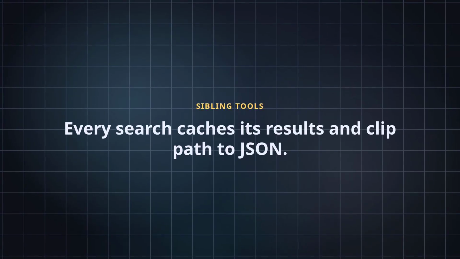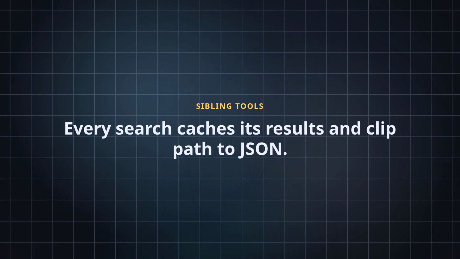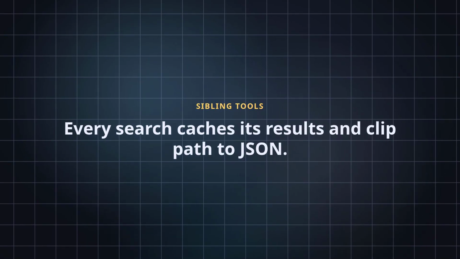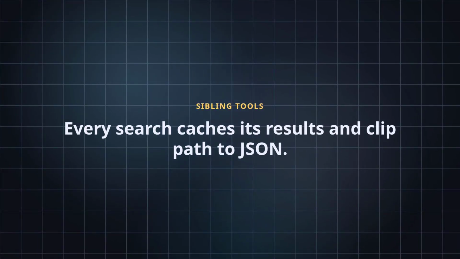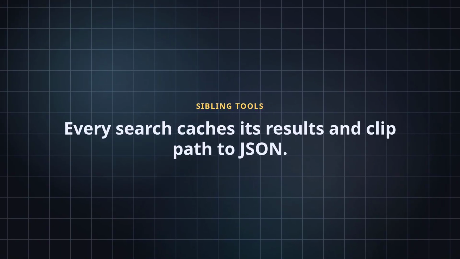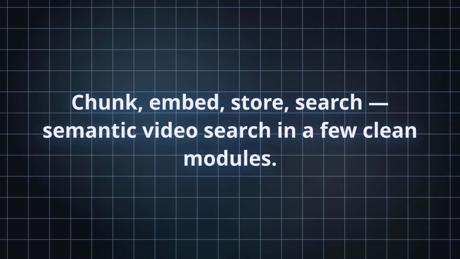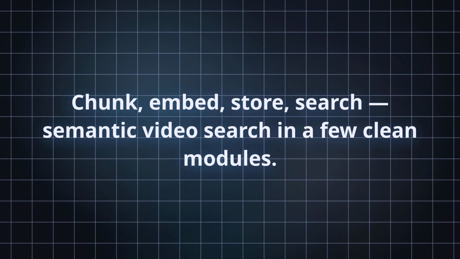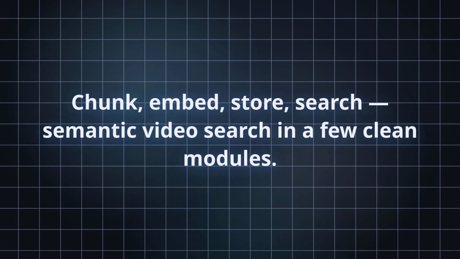Finally, the tool plays well with its siblings. Every search writes its result list and saved clip path to JSON, so Sentry Merge can stitch one cross-camera video and Sentry Blur can redact it, search, then hand off with no paths to copy. That's SentrySearch end-to-end. Chunk, embed, store, and search, built from a handful of focused modules around one idea, putting video and text in the same vector space.